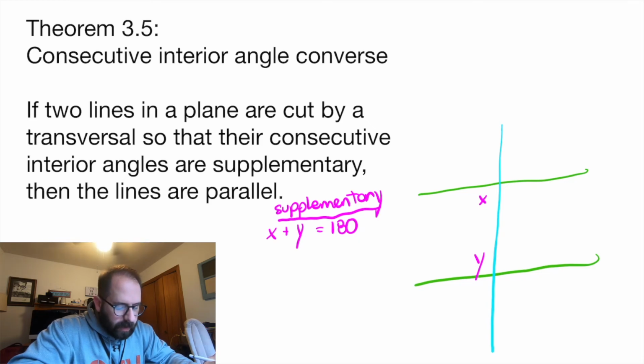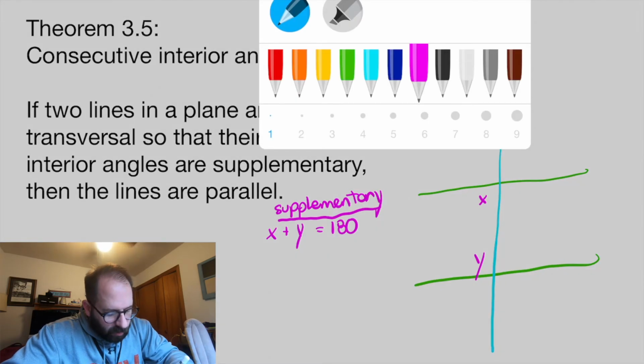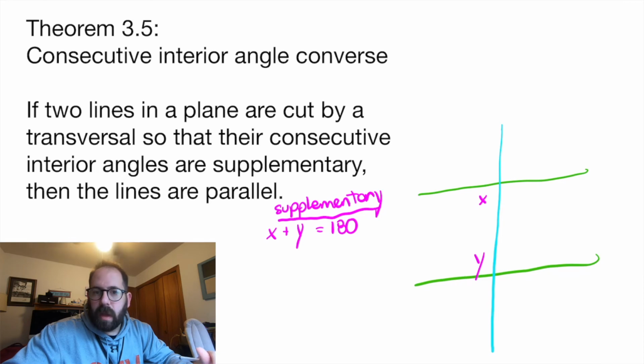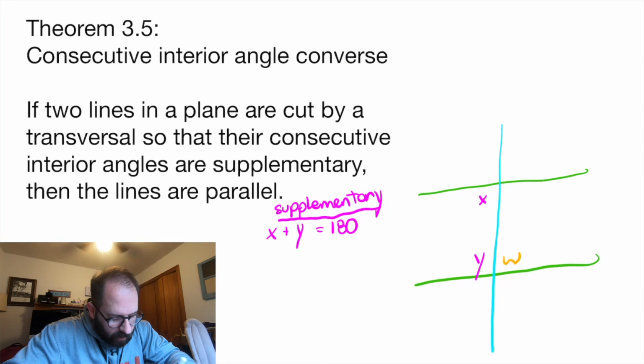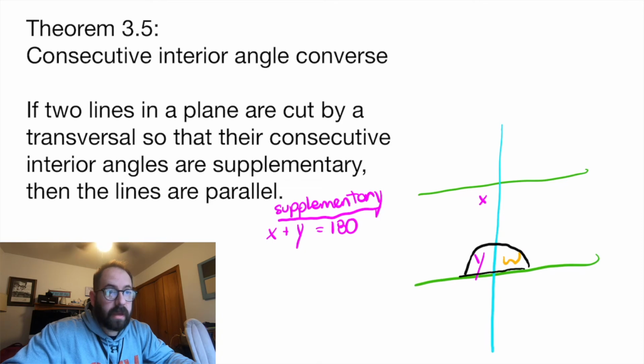Okay, so, all right, this is the best way I can do this. I'm going to create a new letter here just so you can see this. I'm going to call this W down here. W is a new letter. I'm just throwing it down there. Now this green line down here, I'm going to mark this in black. This was a straight line. So what should W and Y add up to be? 180. 180.